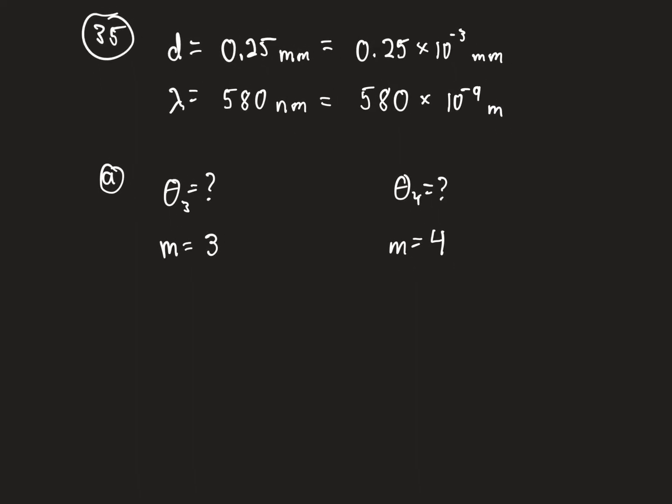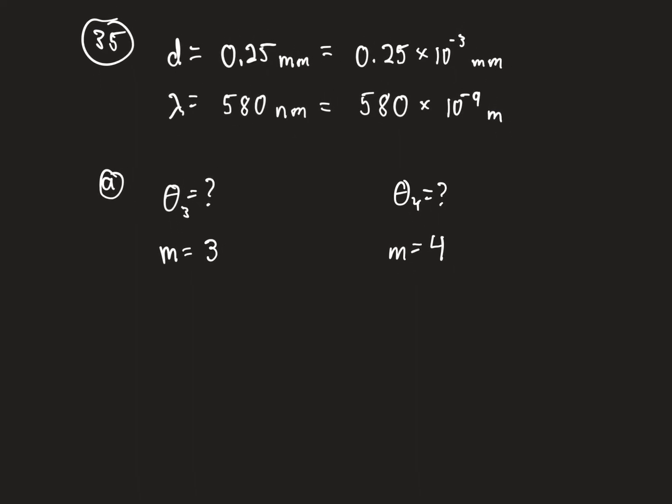Okay, I have all these variables. I have lowercase d, I have lambda, theta I'm looking for, I have m. Is there an equation that relates all this? I'm looking for maxima. What's the equation that I use for maxima? Do you remember it? M lambda equals d sine theta.